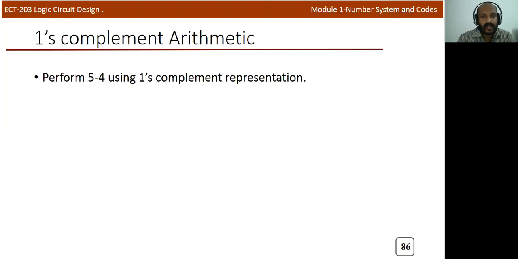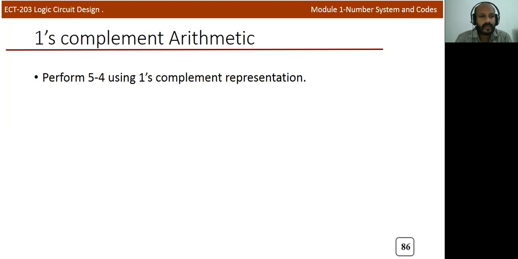Now we'll discuss one's complement arithmetic. In the previous case, we already discussed 2's complement, which is most commonly used in computer systems. But initially we will use one's complement. When you use one's complement, there are some limitations, or the calculation is more. We need some more steps to simplify the final answer. So that's why we'll not prefer one's complement, but we need to perform one's complement also. Then only we will understand what's the advantage of two's complement.